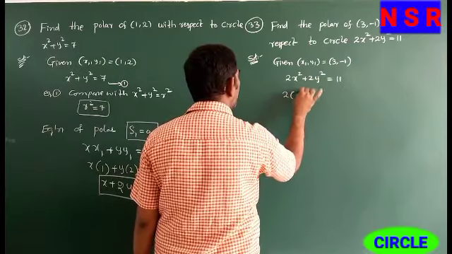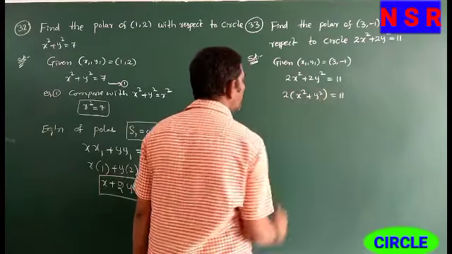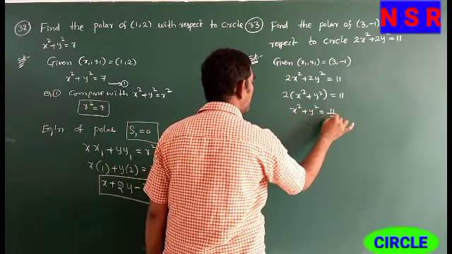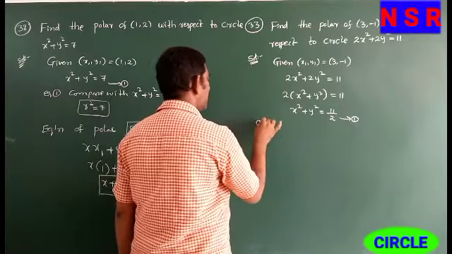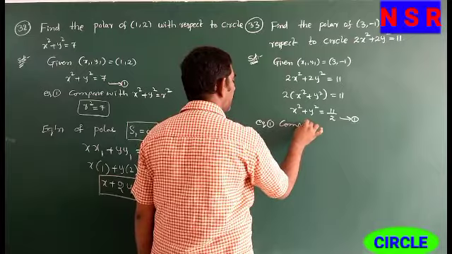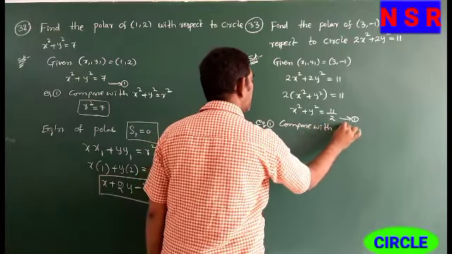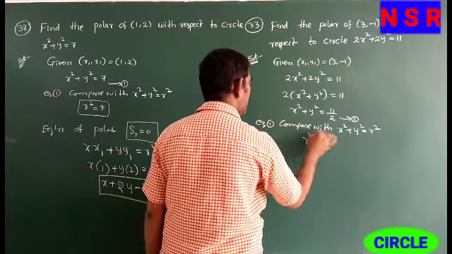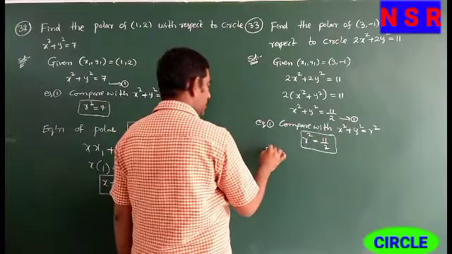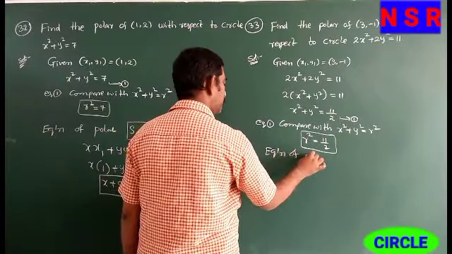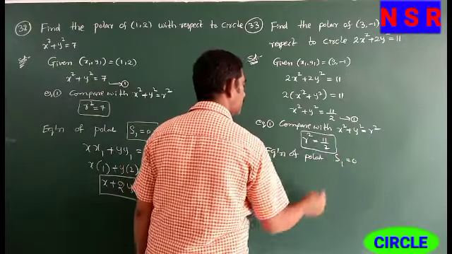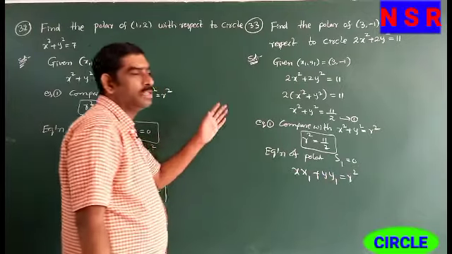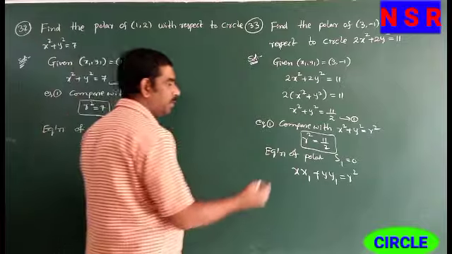Take 2 common here, we get 2 of x square plus y square equal to 11. Now x square plus y square equal to 11 by 2. So take it as equation 1. Equation 1 compare with x square plus y square equal to r square. Now r square equal to 11 by 2. So here also equation of polar S1 equal to 0. So here xx1 plus yy1 equal to r square, because our circle equation is in the form of x square plus y square equal to r square.